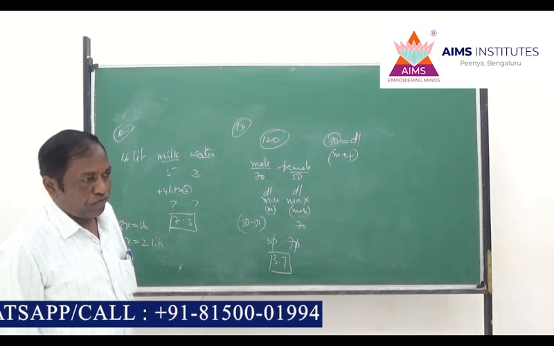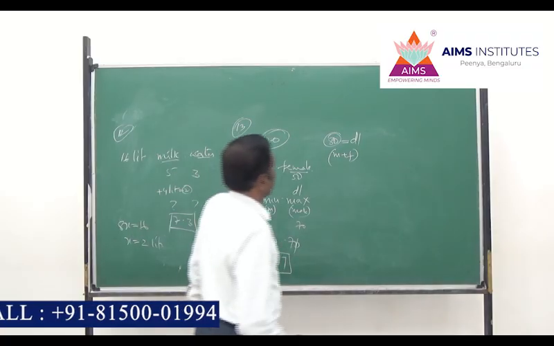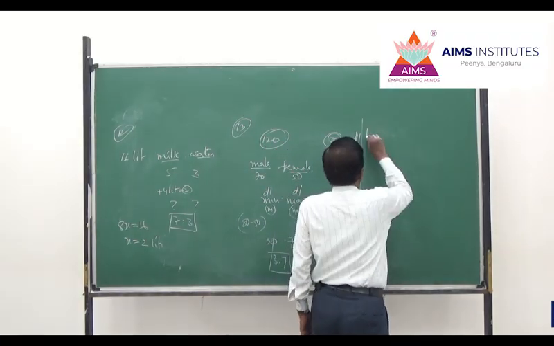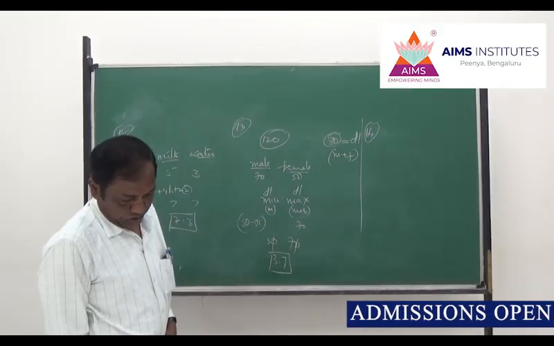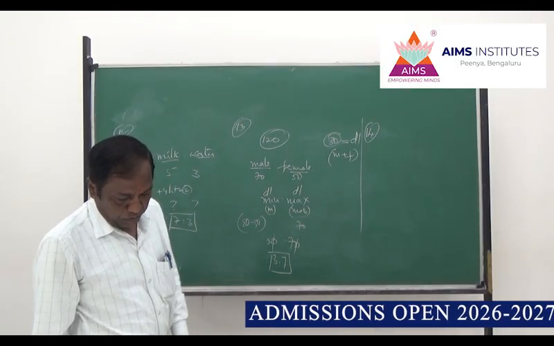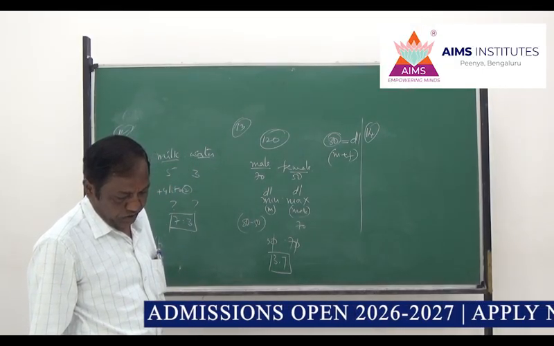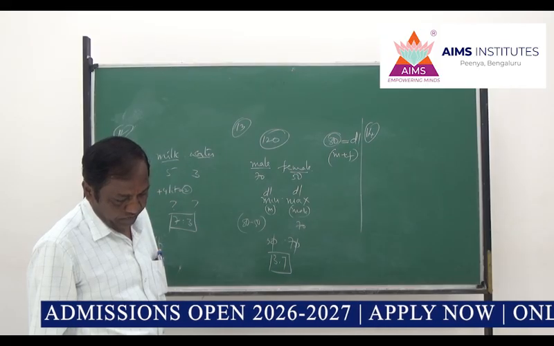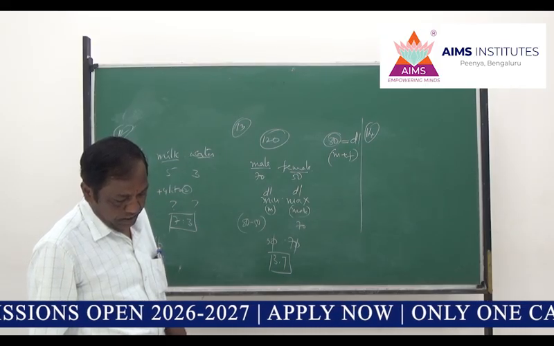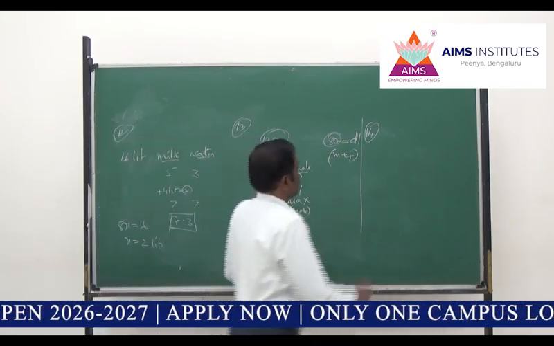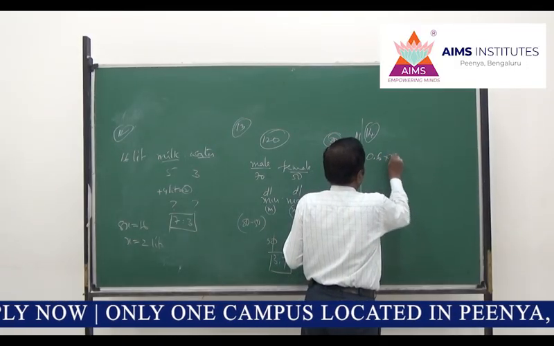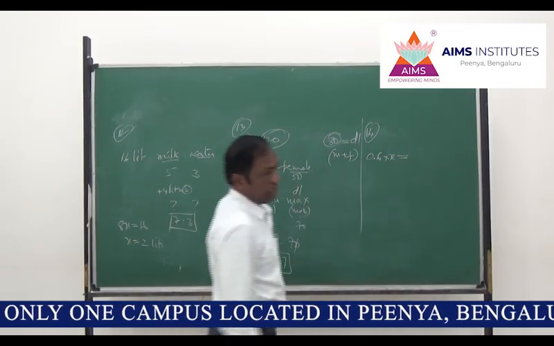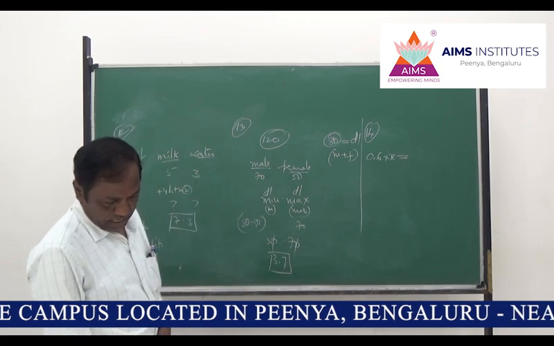Question number 14. 0.6 of a number is equal to 0.08% of a number. Let the number be x.